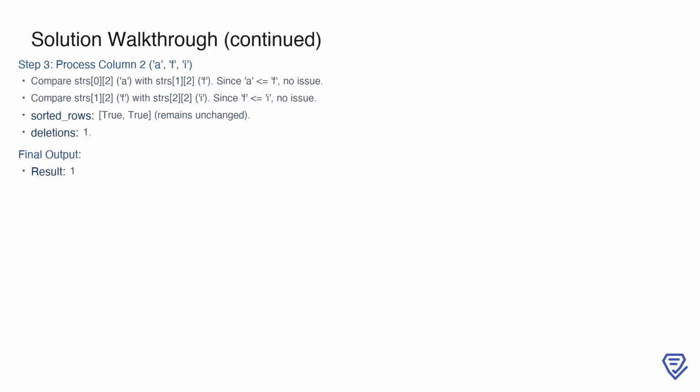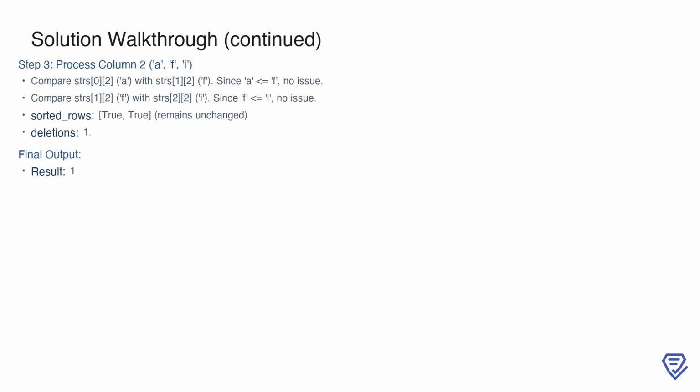Now we process column 2, where the characters are A, F, and I. Comparing A with F, we find that it is less than or equal to F, so no problem here. Similarly, comparing F with I, we see that F is less than or equal to I. Since all comparisons in column 2 maintain the sorting order, the sorted_rows array remains true, true, which means all rows are still sorted. The number of deletions stays at 1.